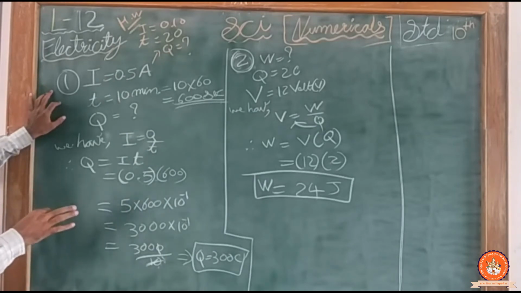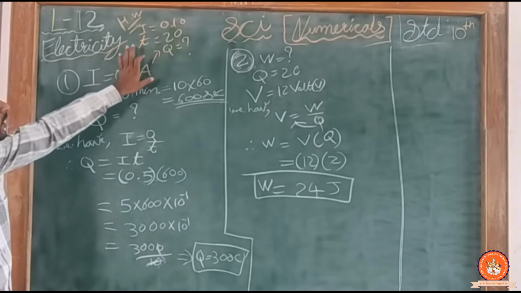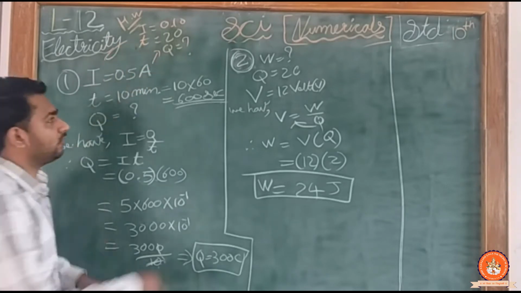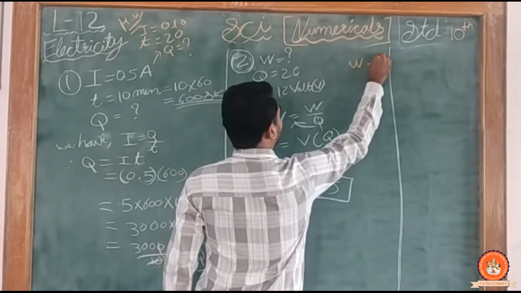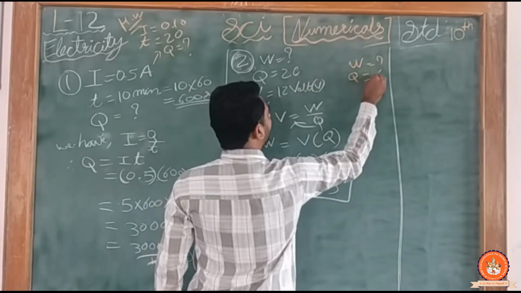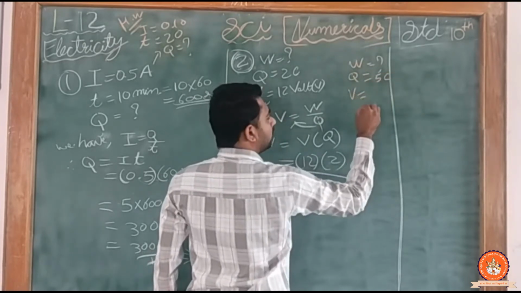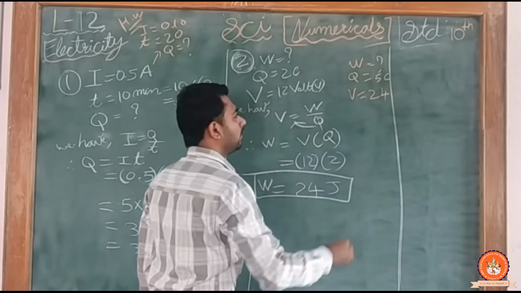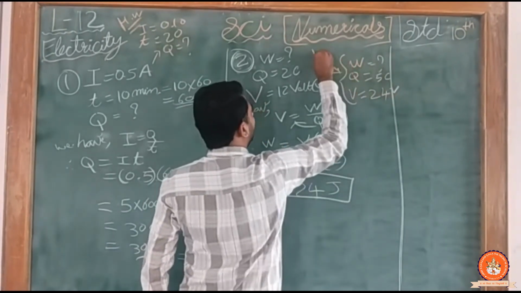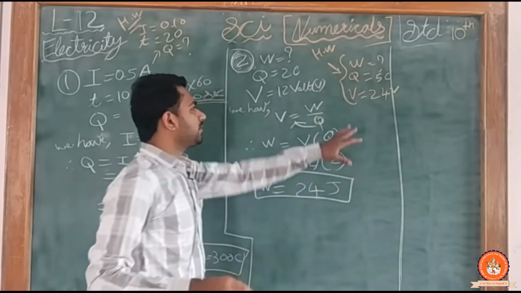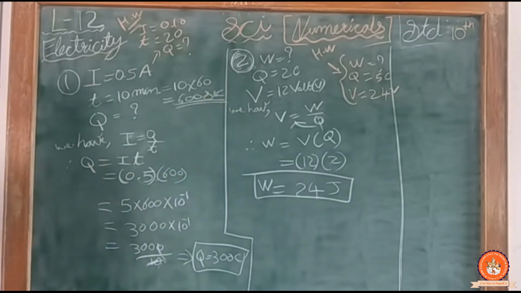Similarly, for question number 1, you have to only change the value and do it by yourself. For question number 2, you have to find the W only. You have to take the value of Q equal to 5 coulomb and voltage 24 volt. Okay, you have to do this in your homework, a question similar to question number 2.